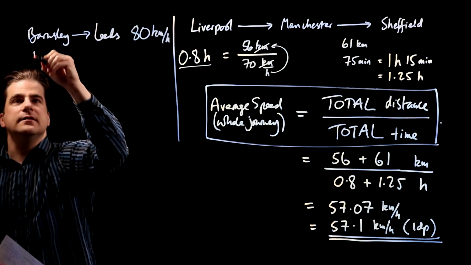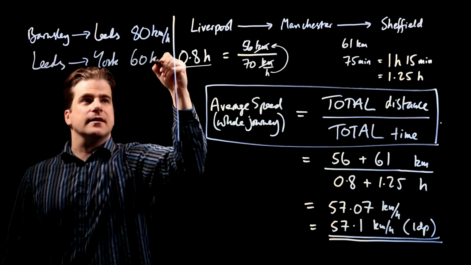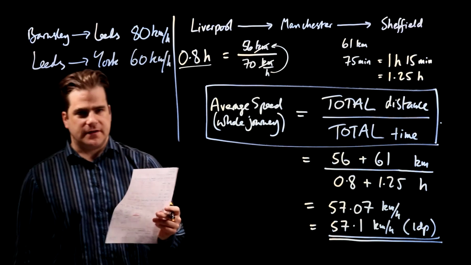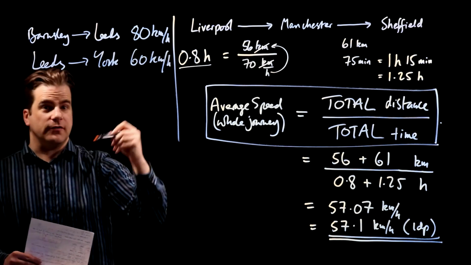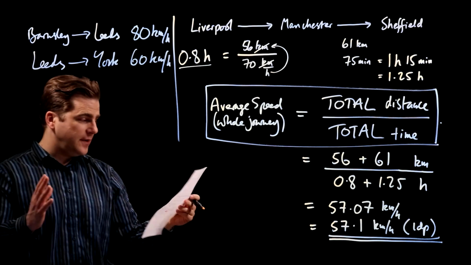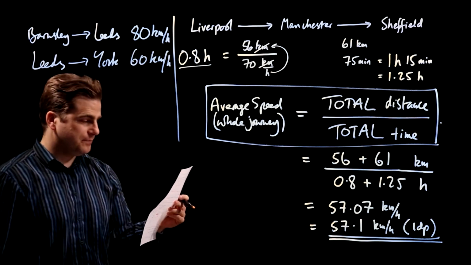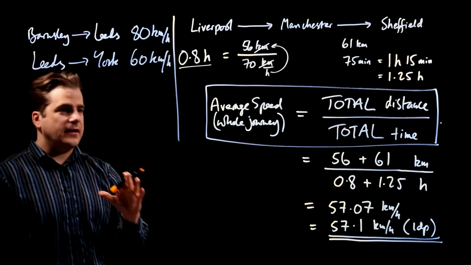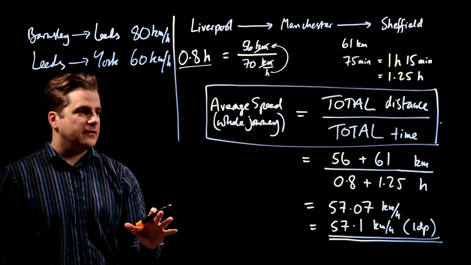Okay, and Leeds to York at 60 kilometers per hour. Janie says that the average speed from Barnsley to York, so that's for the overall journey, Barnsley to Leeds and then Leeds to York, can be found by working out the mean of these two speeds. The mean of 80 and 60, in other words, 70. And I've been saying that's exactly what you shouldn't do, and that's wrong. And it is wrong.